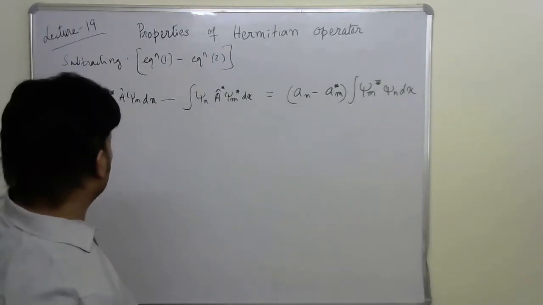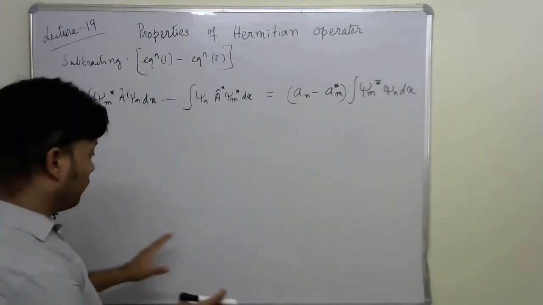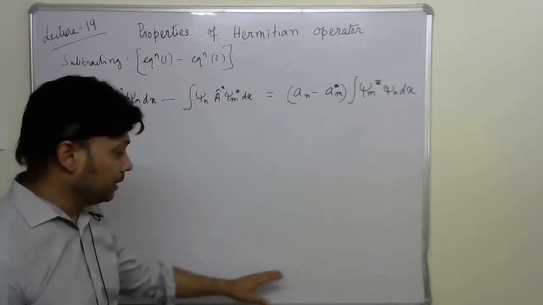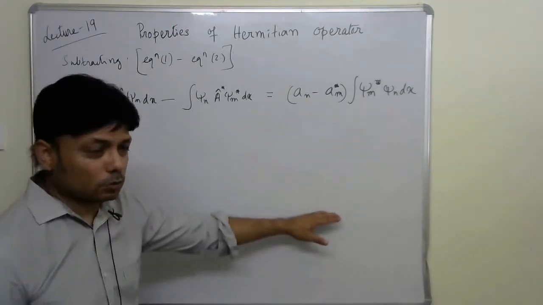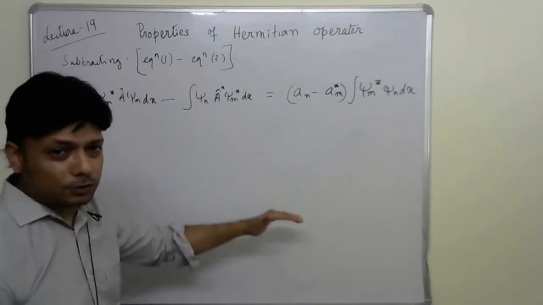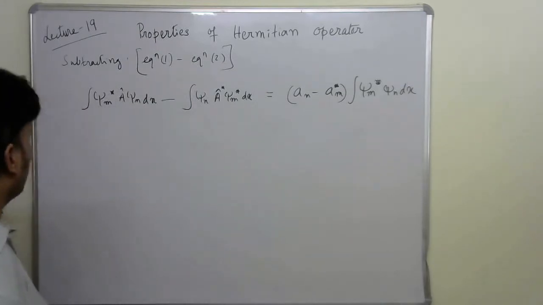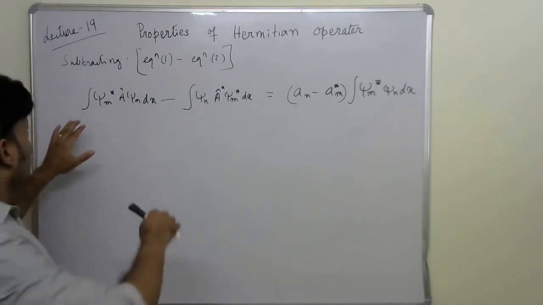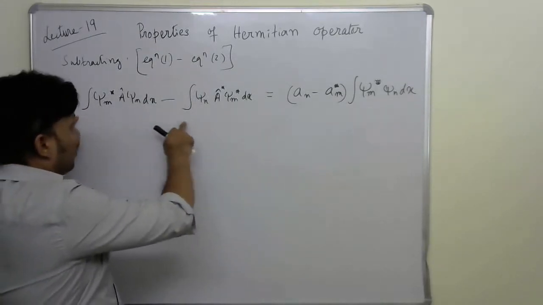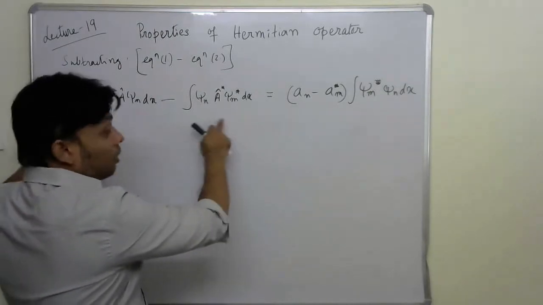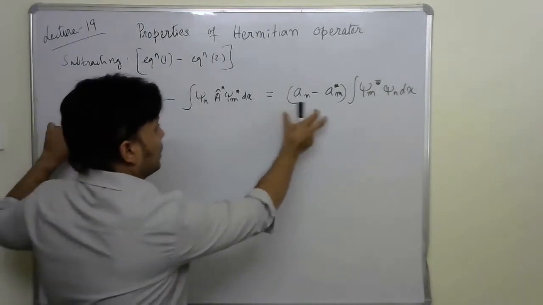Okay, so resuming over whatever we have just written previously, equation number 1 and equation number 2. We have just subtracted equation 2 from equation 1. So I have written, subtracting, we get this expression. All right, so this is basically the condition for a Hermitian operator, equal to this.